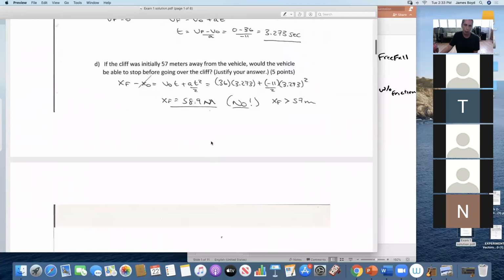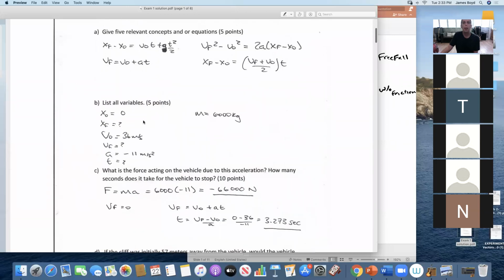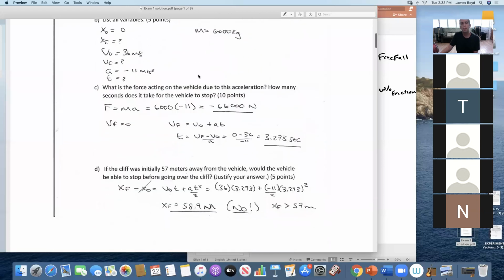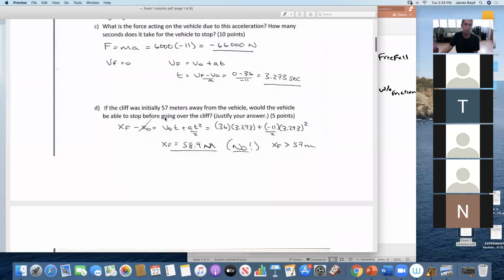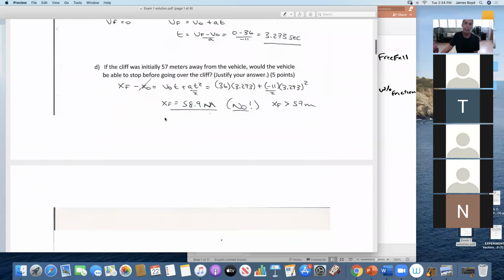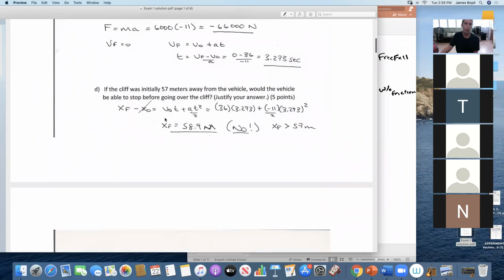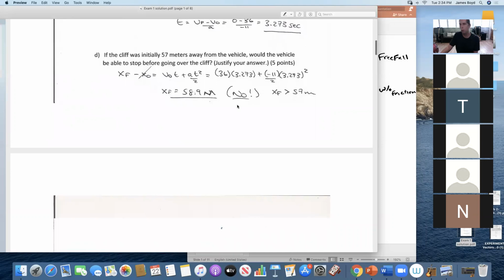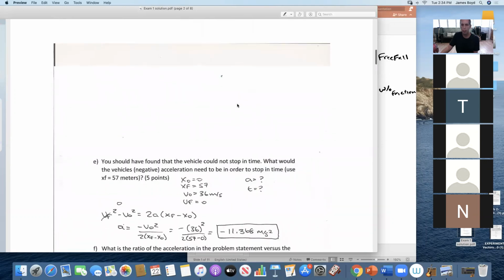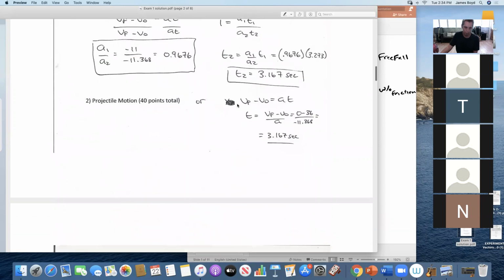So just a quick review. I want you to always list your variables, list 3 to 5 real good concepts or equations. Make sure that you always list the equation symbolically before you start putting numbers in or before you start solving it. Tell me what equation you're using. I want to see that. I need to see that. I need to know how you got to your answer. And then if I ask you to justify your answer, I just want like a sentence or a quick comment telling me what's going on.